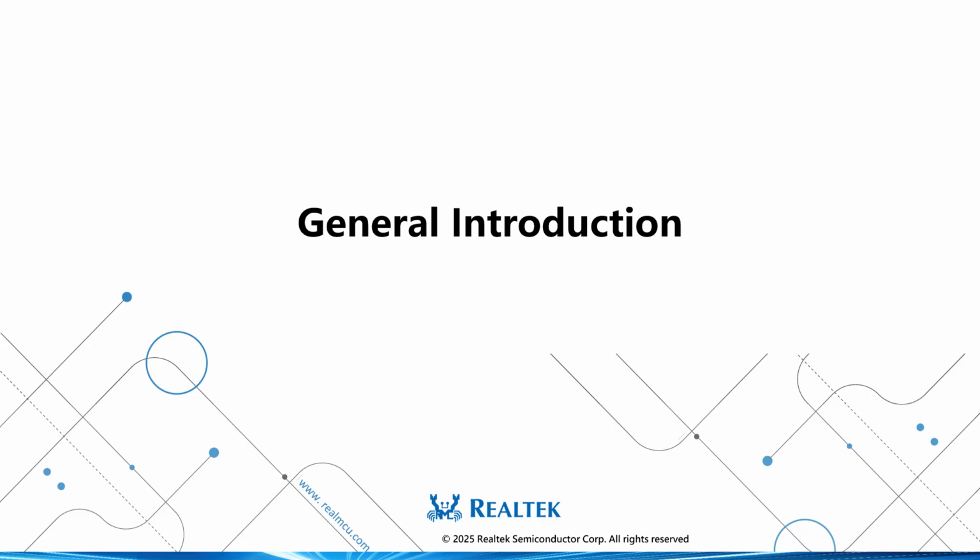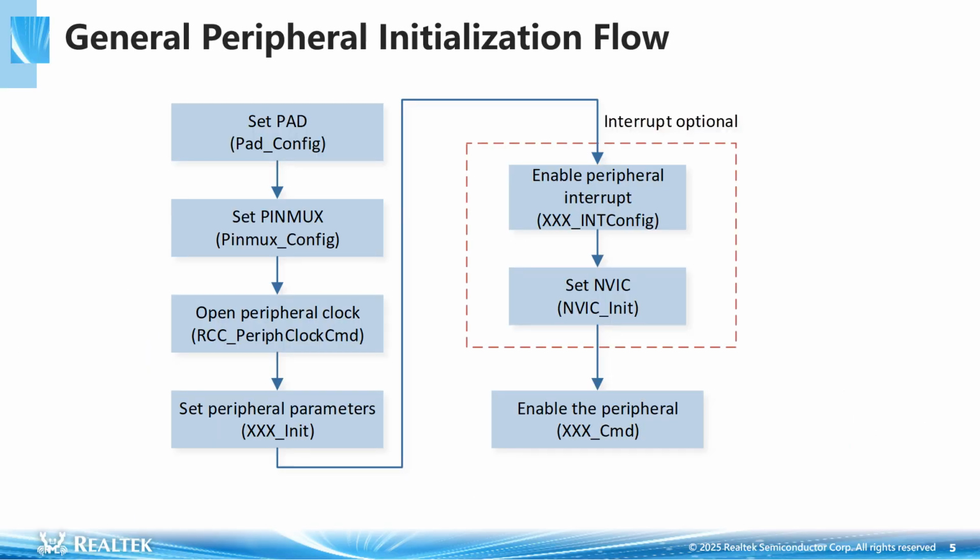First, a general introduction. The initialization of peripherals mainly involves the following steps. Step 1. Set the peripheral's PINMUX and pad configurations. Step 2. Enable the clock signal for the peripheral. Step 3. Configure the initialization parameters of the peripheral. Step 4. Determine whether to enable interrupt and NVIC. Step 5. Enable the peripheral. This flow ensures proper setup and activation of the peripheral device.